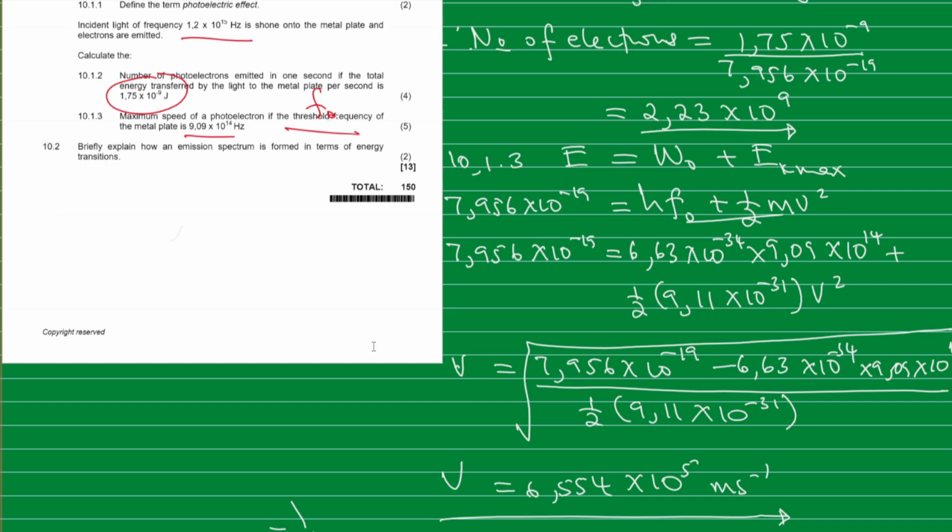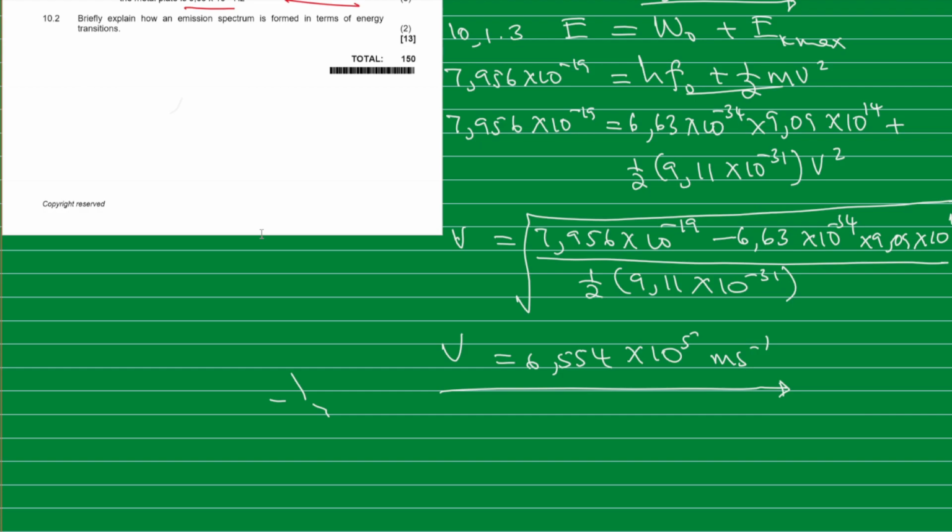Now proceeding to 10.2: briefly explain how an emission spectrum is formed in terms of energy transitions. Okay, we know that we have got the two types of spectra. We've got the emission spectrum and we have got the absorption spectrum.